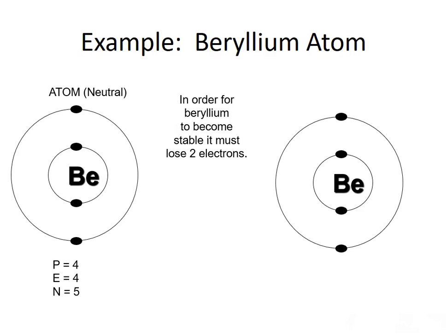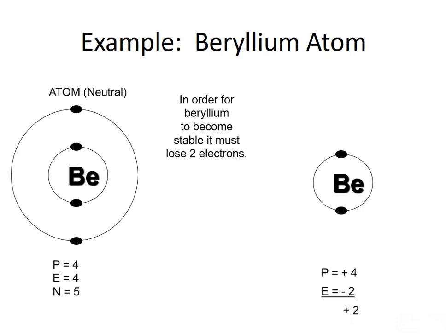For beryllium to become stable, it needs to get rid of those 2 electrons that are in that valence shell. So we're going to take those electrons away. And beryllium is actually going to drop a valence level. And so now we still have 4 protons. An atom is never going to lose its protons, but now it only has 2 electrons. We've lost 2 electrons.